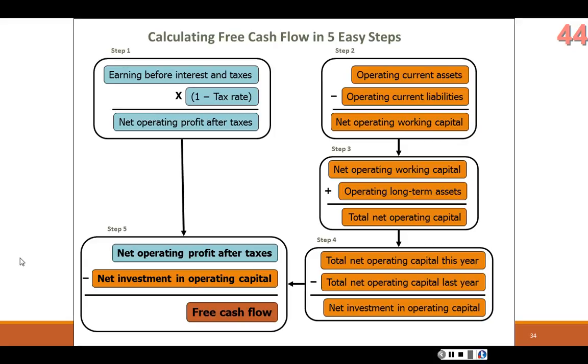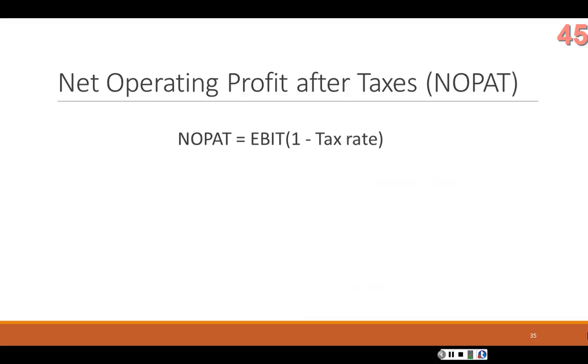We will be using the balance sheet and income statements that are available on Canvas for calculating free cash flow for this example. They're in Excel format, but you can print them off. So first we're going to start with calculating net operating profit after tax. And that's calculated as earnings before interest and taxes times 1 minus the tax rate.